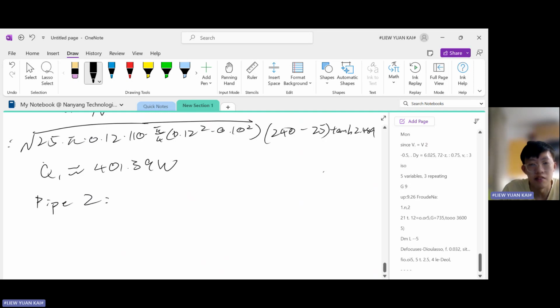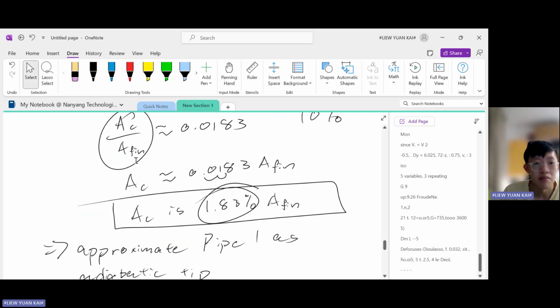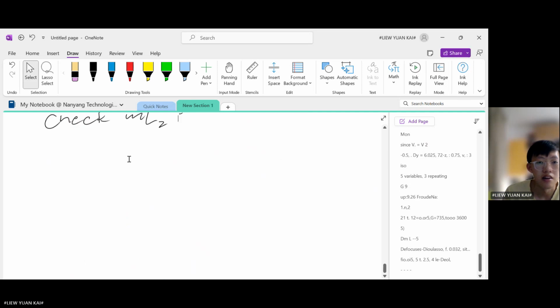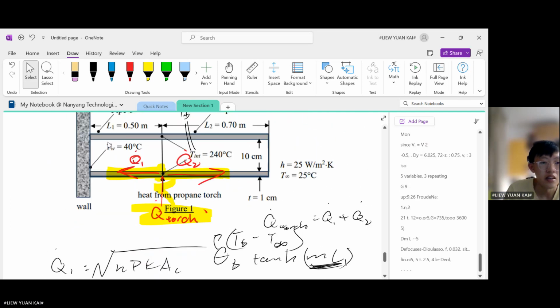Our first try is to use infinite fin because infinite fin is very simple. So first thing first, you check ML2. Do I need to recalculate M? And the answer is no, because everything in M is the same. Remember that M is given by HP over KA.